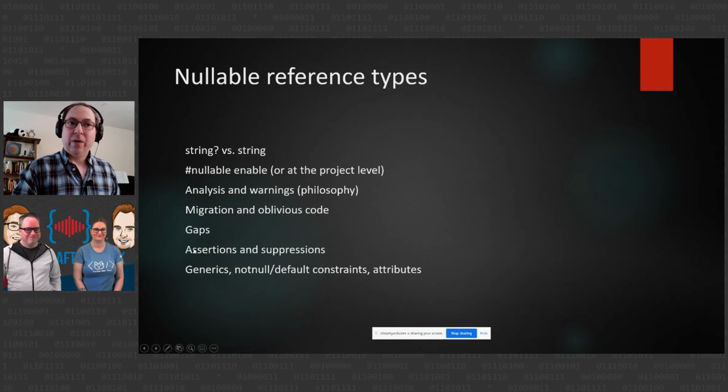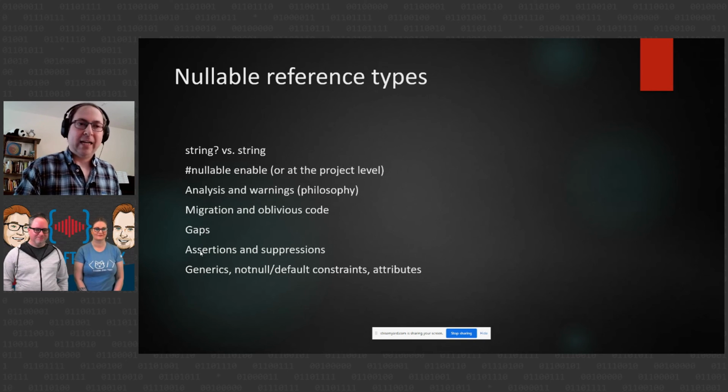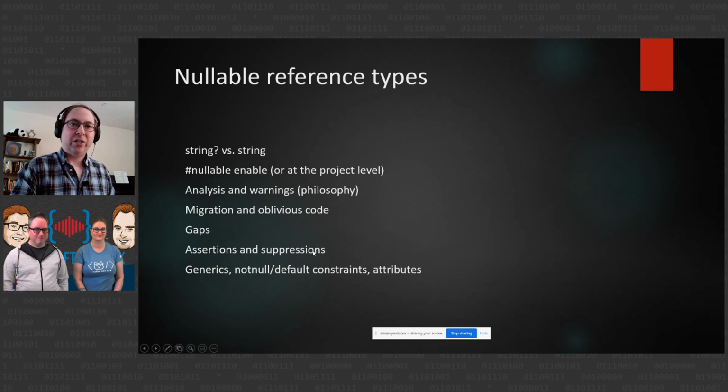And then dealing with it, you can obviously add null tests, you can add assertions, you can add suppressions, and then we talked about generics and constraints and attributes. Those are the more advanced scenarios, I would say. So that's it for nullable reference types.